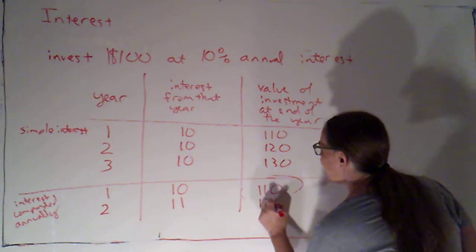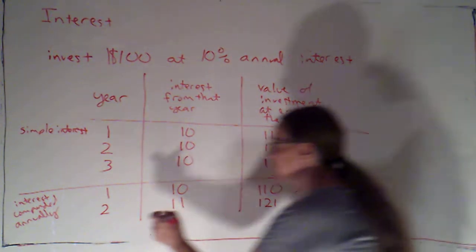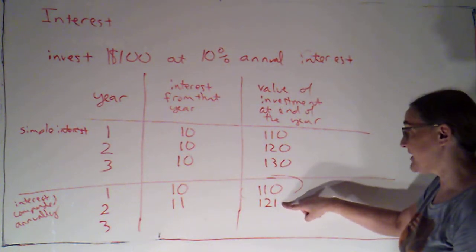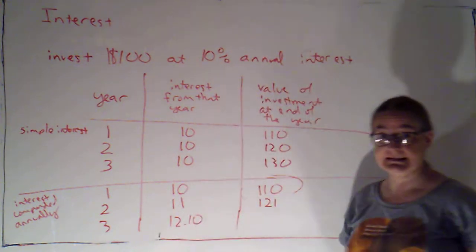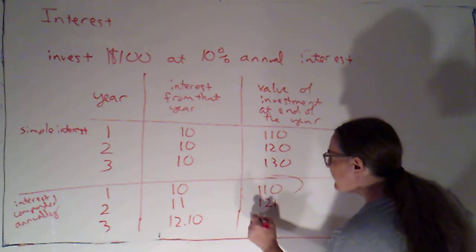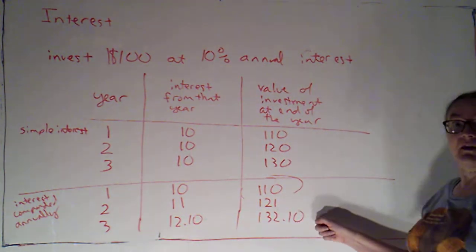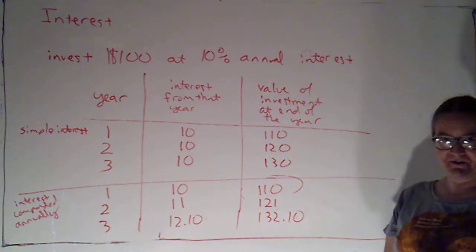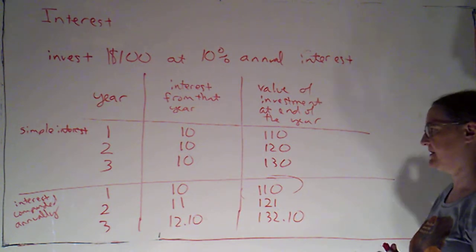Okay, so now I'm going to have $121 at the end of that year instead. Now at the end of year 3, I'm earning 10% of my $121. So I'm going to be earning $12.10. Okay, so I've got a total now of $132.10. So this is better by $2.10. Now, that's not a huge difference, but compound interest is a huge deal. It does make a big difference.